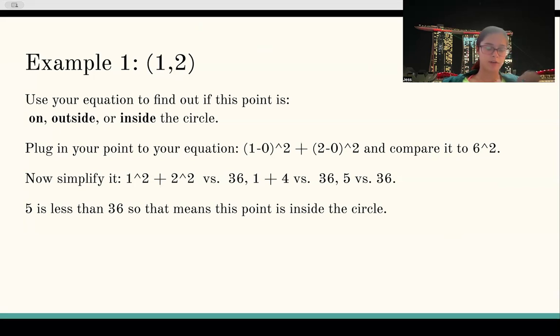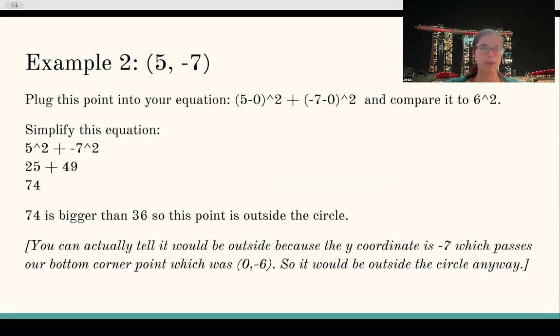Plug in your point to your equation. 1 minus 0 squared plus 2 minus 0 squared and compare it to 6 squared. Now let's simplify it. 1 squared plus 2 squared versus 36. 1 squared is 1, 2 squared is 4 versus 36. And then we have 1 plus 4, which is 5. So 5 versus 36. 5 is less than 36, so that means this point is inside the circle.